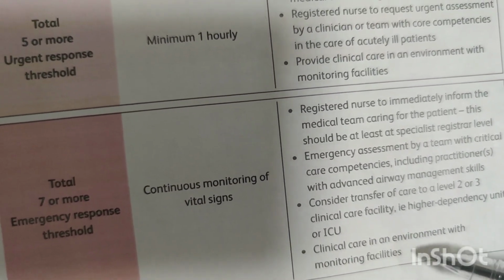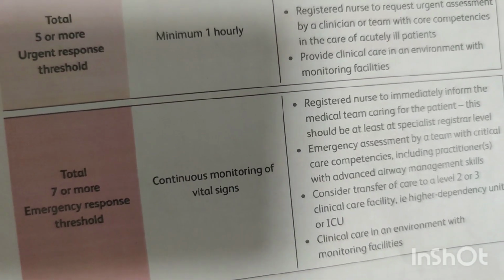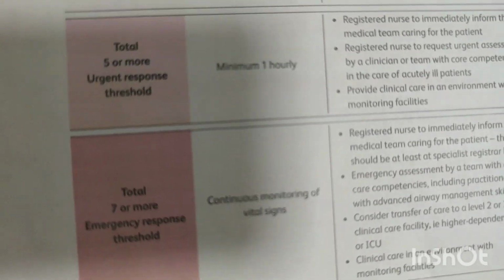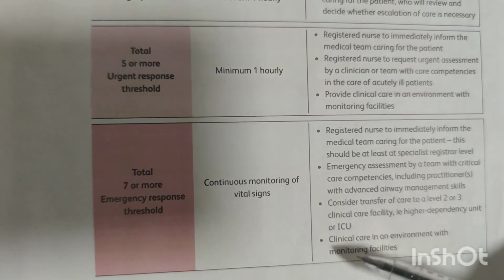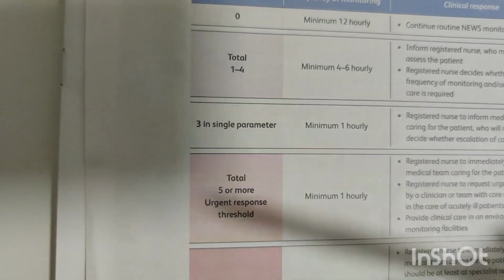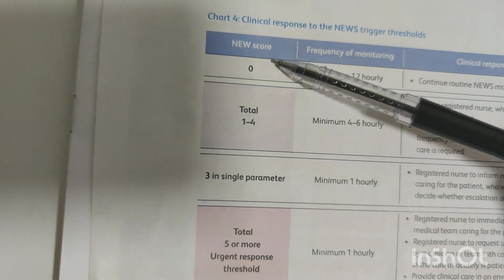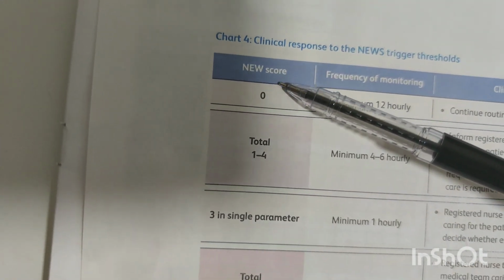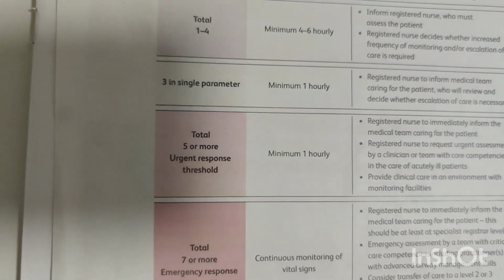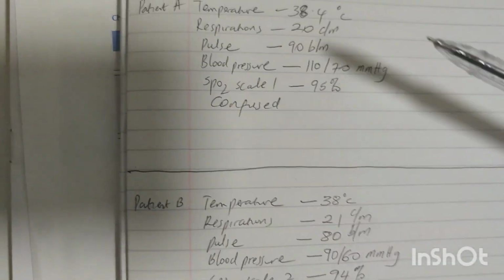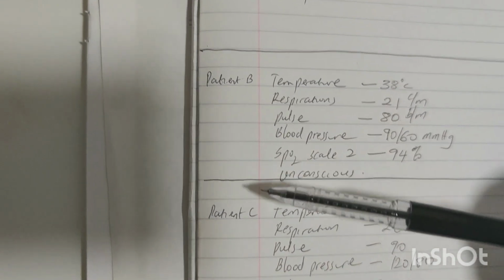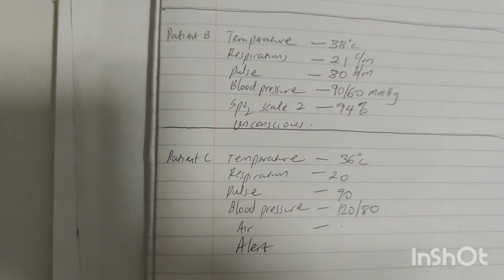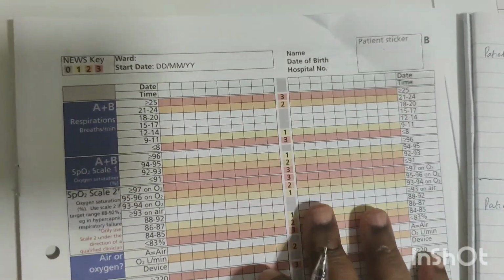Then clinical care in an environment with monitoring facility. The type of patient has to be placed on a cardiac monitor to continually monitor the hemodynamic status of the patient. So just have this at the back of your mind that these are the total new score. Now we are going to be documenting patient A's vital signs, patient B's vital signs, and patient C's vital signs. Okay, now let's fill in the patient's biodata.